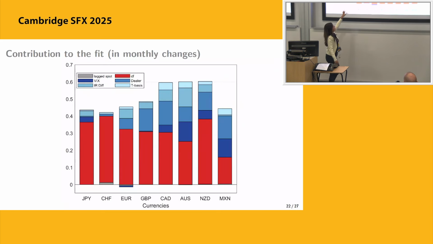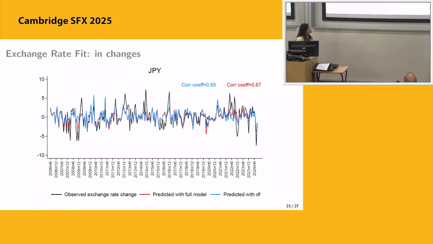And most of that R square is really explained by the net futures position of intermediaries, the red bars. Whereas the slope coefficients are more important for investment currencies because they are more exposed to capital inflows and outflows of global investors, but still the futures position is super important.